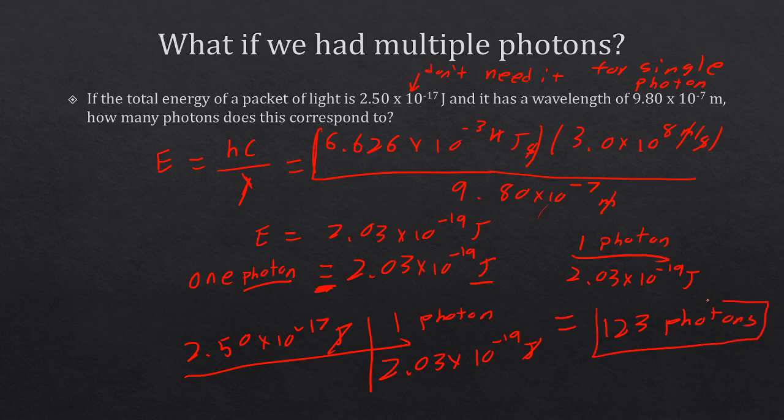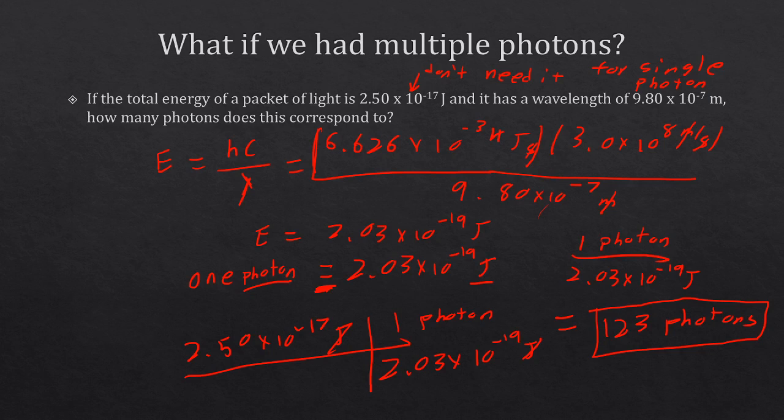Here is a place where I would definitely round to the ones digit no matter what, because I can't have 123.2 photons or something like that. We also could have done the reverse conversion. We could have found out that 123 photons multiplied by 2.03 times 10 to the negative 19th joules per photon provided energy of 2.50 times 10 to the negative 17th joules.